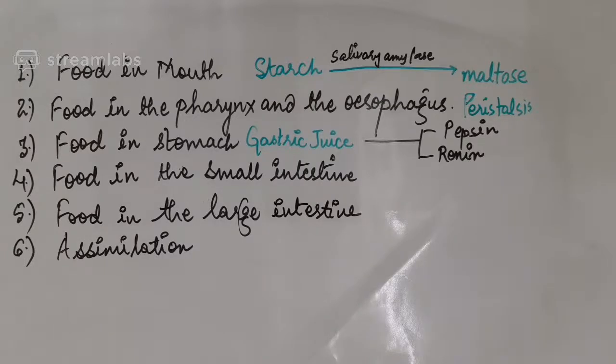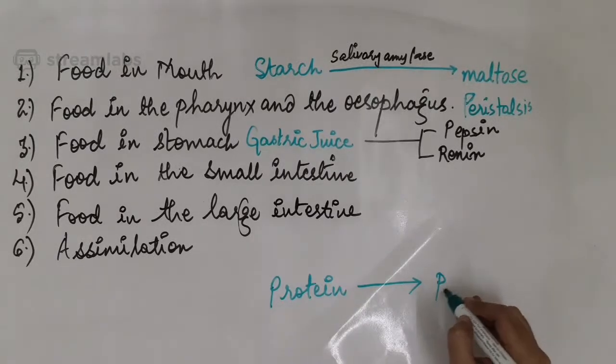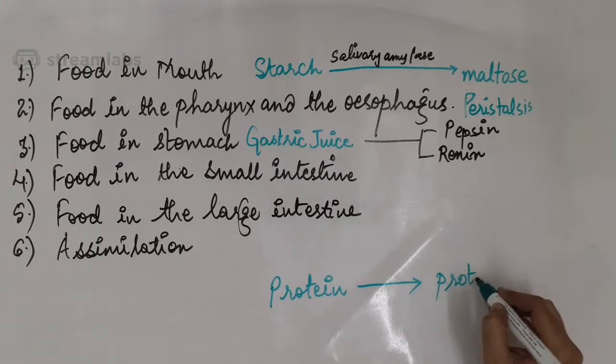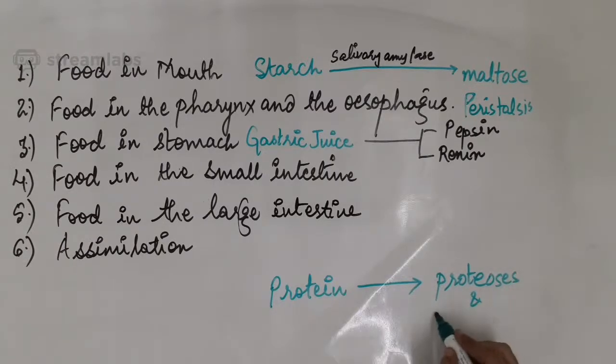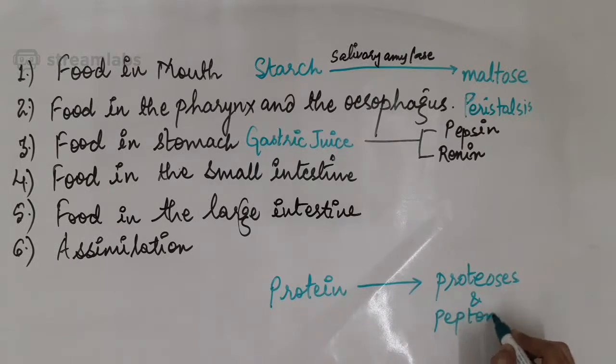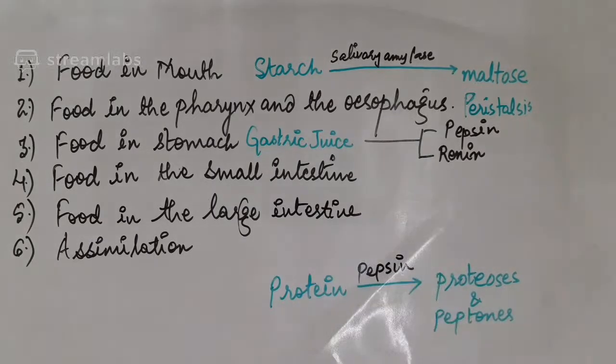The pepsin helps in the digestion of proteins and converts the protein into soluble or simple form, that is the proteoses and peptones. And this is done by the enzyme named as pepsin.